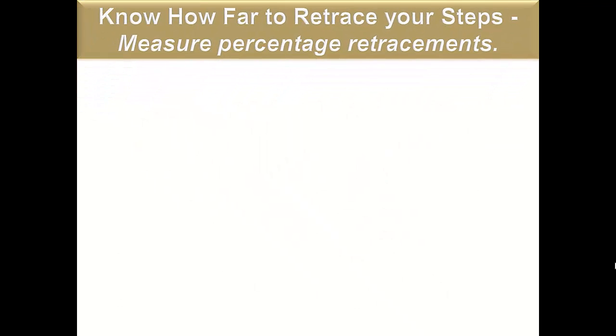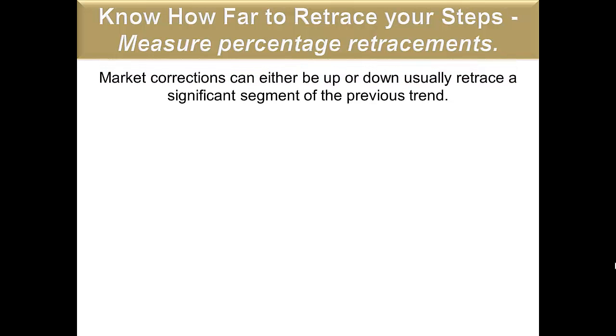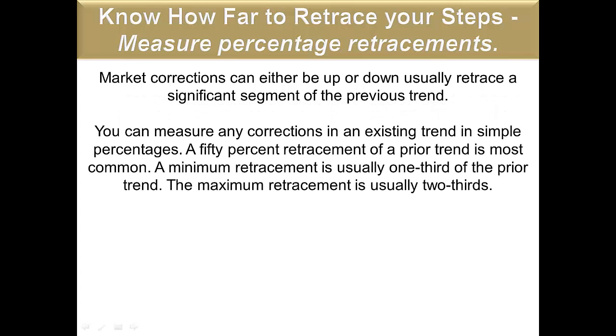Know how far to retrace your steps. Measure percentage retracements. Market corrections can either be up or down, and usually retrace a significant segment of the previous trend. You can measure any correction in an existing trend in simple percentages. A 50% retracement of a prior trend is most common. A minimum retracement is usually 1/3 of the prior trend. The maximum retracement is usually 2/3.